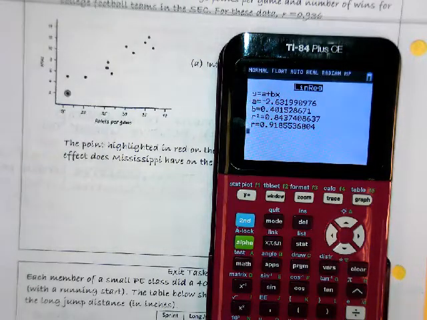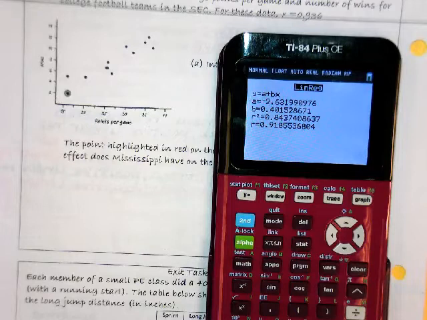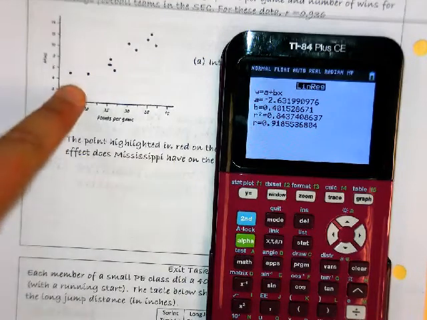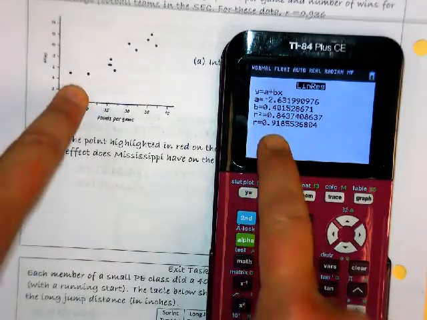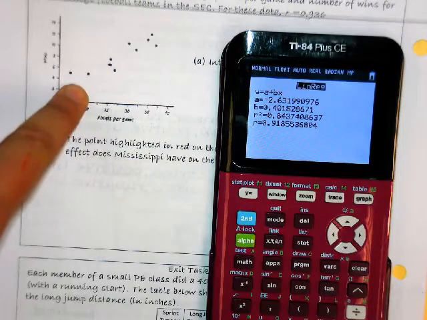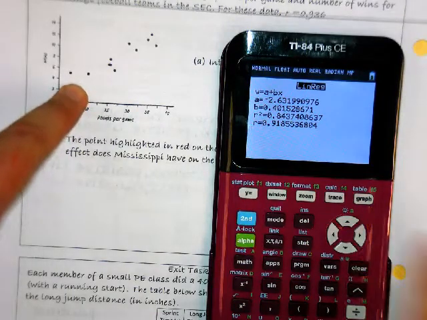So when we get rid of Mississippi, our R value goes down, or the strength of our linear relationship decreased. Which makes sense, right? Because Mississippi kind of helps make our line straight. When we get rid of Mississippi, we have more of a curve to our data.